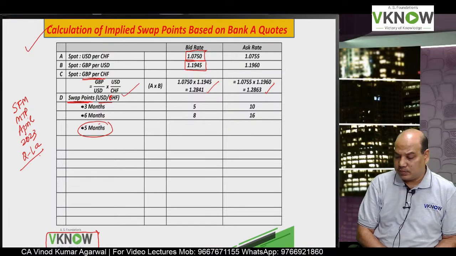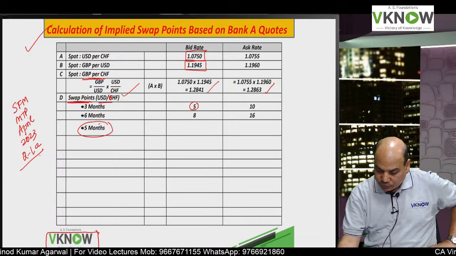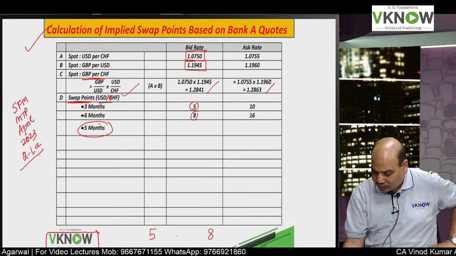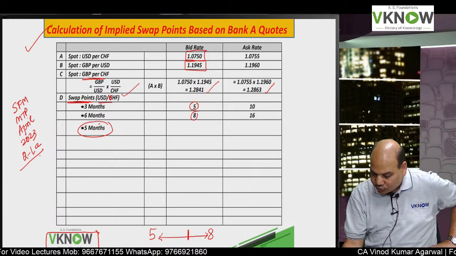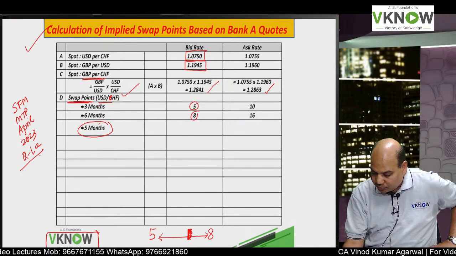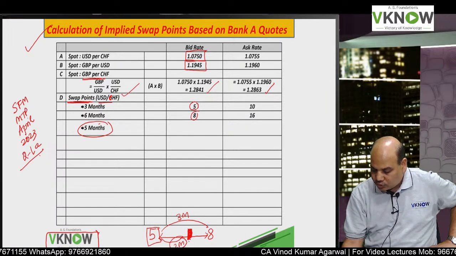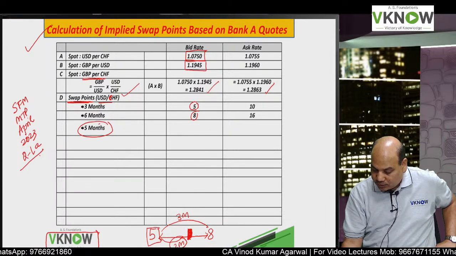Swap points for 5 months. So for 3 months it is 5, for 6 months it is 8. Somewhere between these two numbers, you will have the swap points, between 5 and 8. So 5. What is the change here? 3 months. And how much change do we want? Only 2 months. So the proportionate swap points for 5 months will be 5 plus 2 by 3.